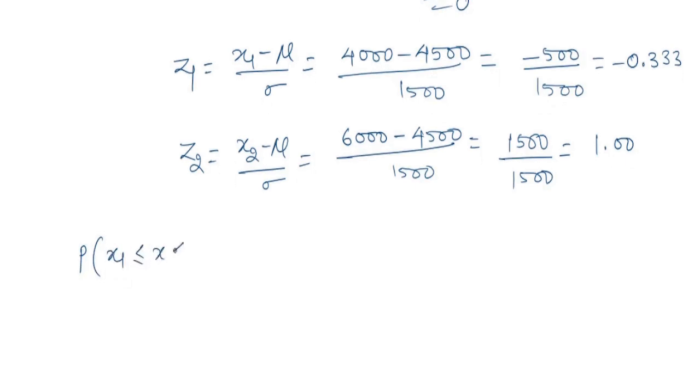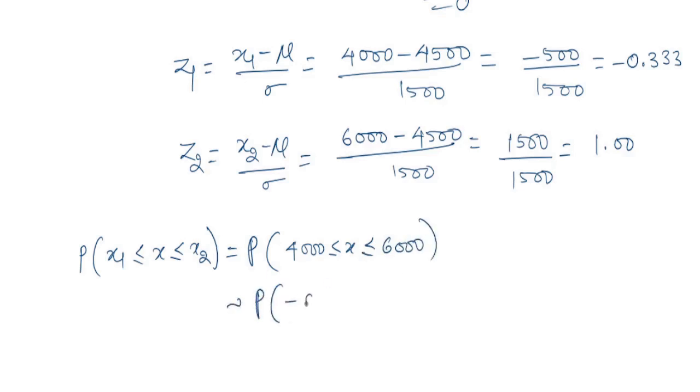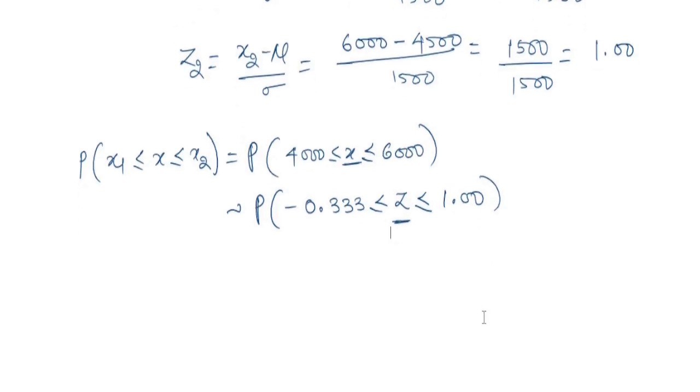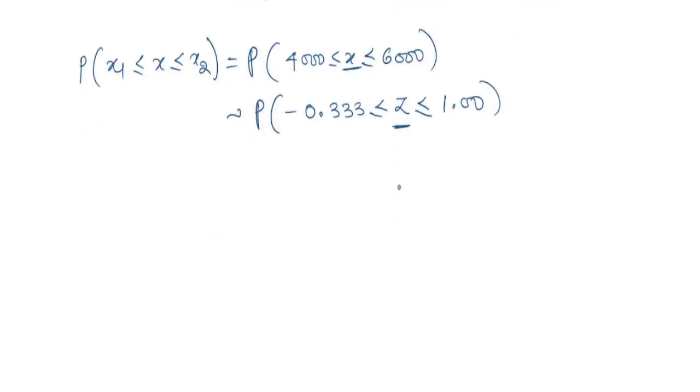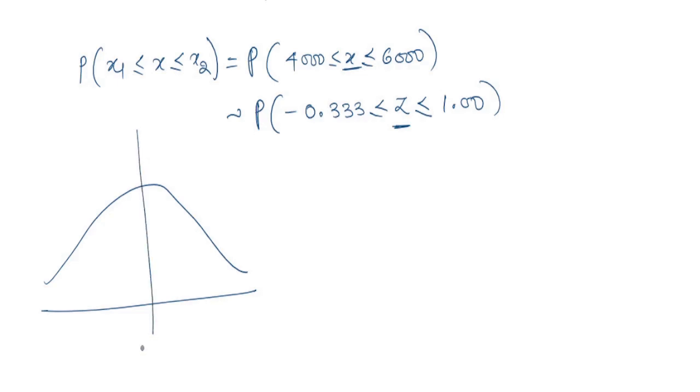So the question which we are going to find is, for one tube, the probability x1 less than or equal to x less than or equal to x2, which is the probability between 4000 hours and 6000 hours. Now it is equivalent to finding the probability of minus 0.333 less than or equal to z less than or equal to 1.00. So the random variable x is converted to the standard normal variate z by using the formula x minus mu upon sigma.